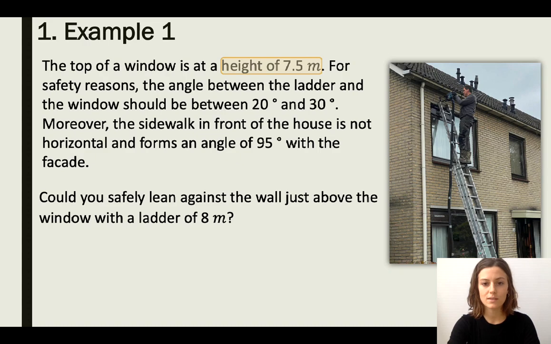We know that the window is at a height of 7.5 meters. We also know that the facade and the sidewalk form an angle of 95 degrees. The question is, will a ladder of 8 meters do to lean safely against the wall? We've translated this information into a mathematical picture.